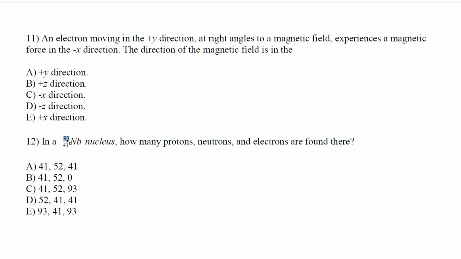The top number is the number of particles in the nucleus. So if you have 93 particles in the nucleus, and you know the nucleus is made up of 2 kinds of particles, protons and neutrons, then given that you know the number of protons is 41 from the atomic number, all you have to do is subtract 41 off of 93, which gives you 52, and that's the remaining number of neutrons.